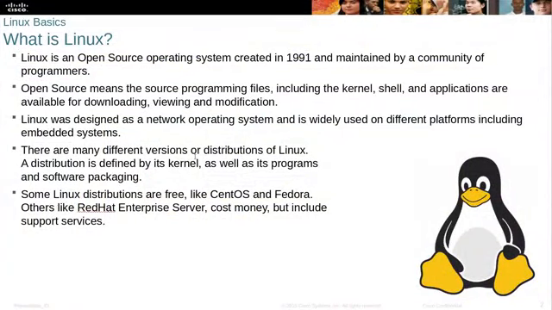Okay, so there are many different versions of Linux, or distributions, and a distribution is defined by its kernel as well as the programs and software packaging. So Red Hat will use RPMs, whereas Debian, for instance, would use DPKG. Deb packages, which could be installed by dpkg from the command line, or apt, the advanced package management tool.